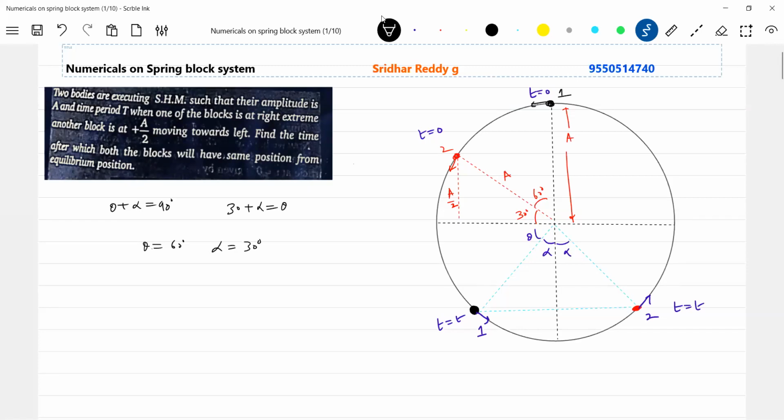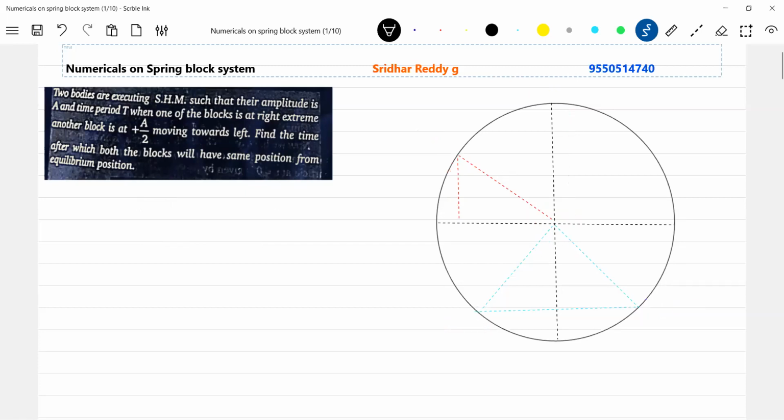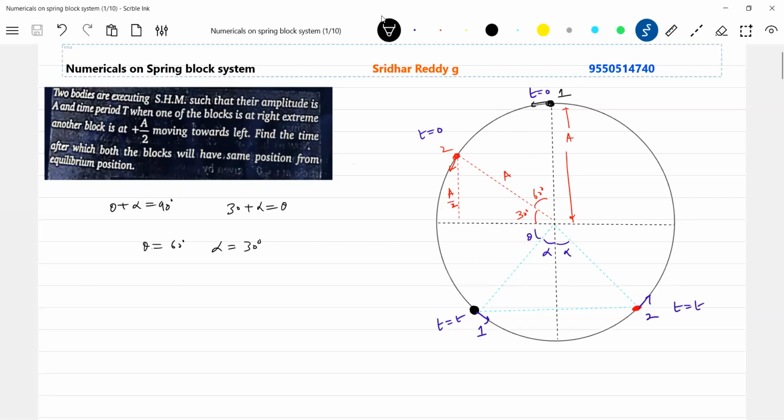Can we calculate the time now? Theta is 60 degrees. So what is the time taken by particle 1? The total time taken to move from here to here, how much angular displacement is that? Pi, no? And alpha is 30 degrees. So what can this angular displacement be? Pi minus pi by 6.